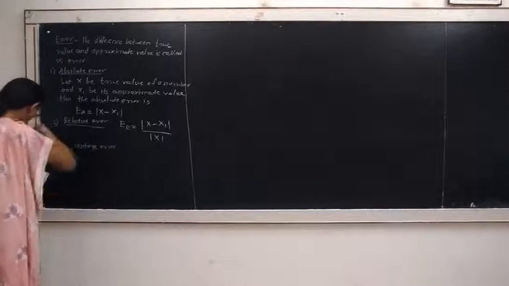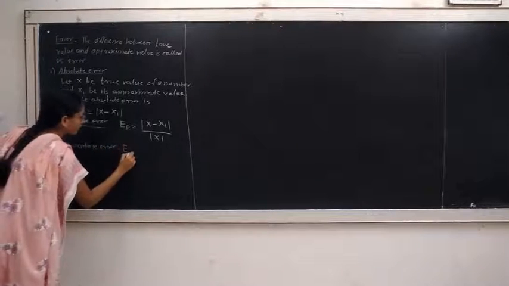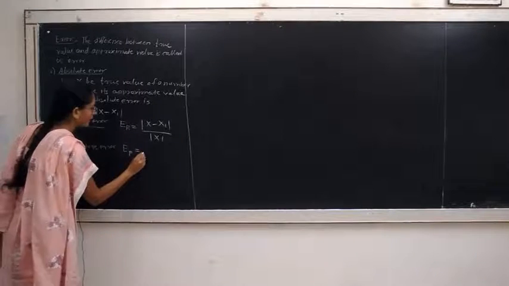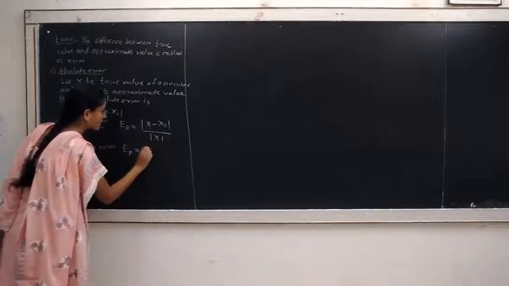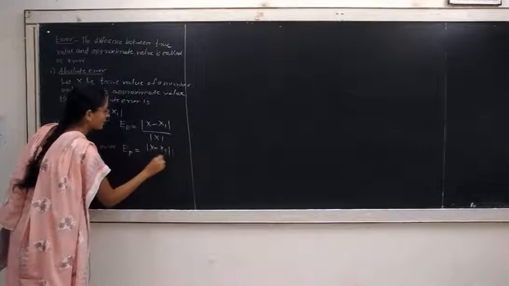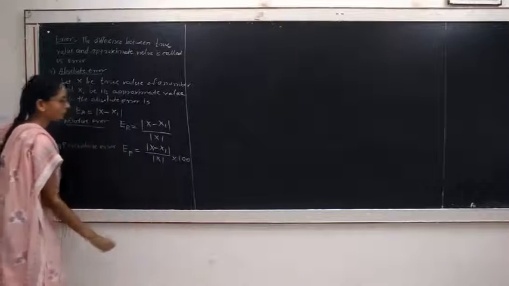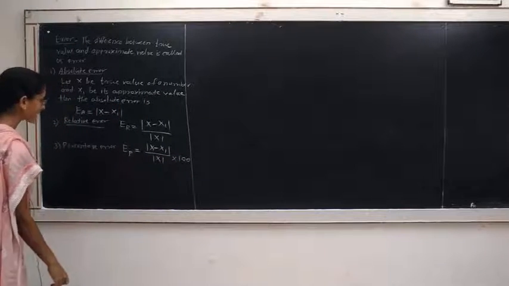That is, the symbol is EP, the relative error into 100, meaning mod of x minus x1 upon mod x into 100. This is the percentage error. Absolute accuracy.